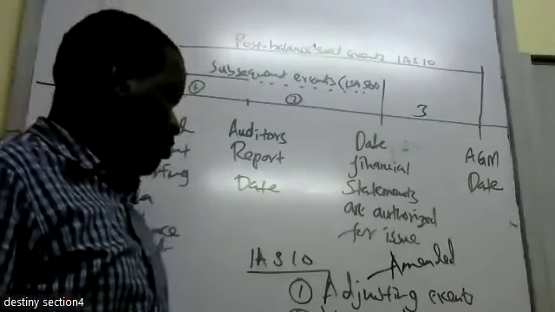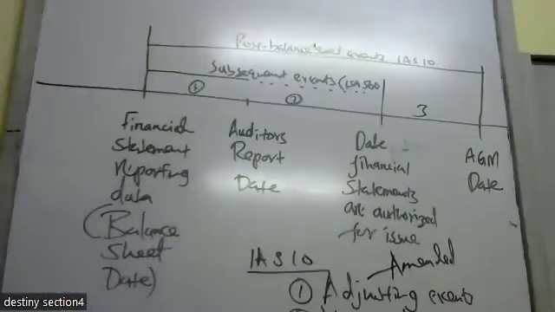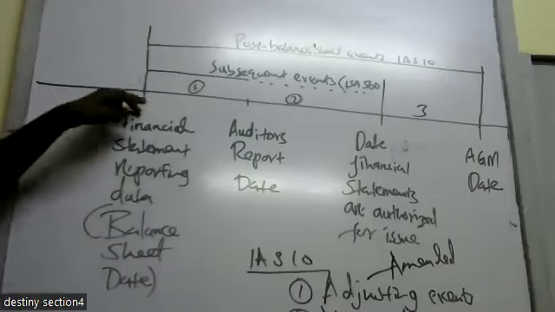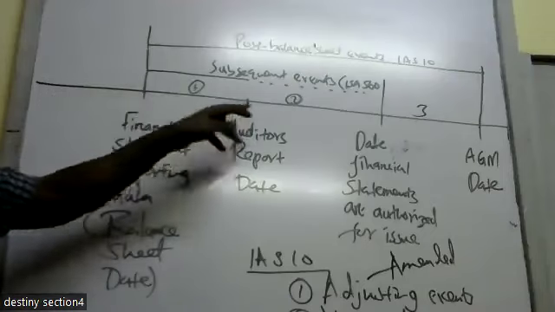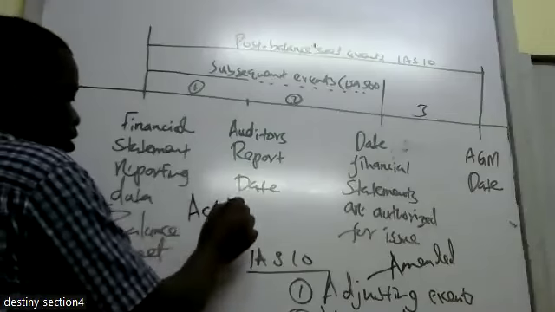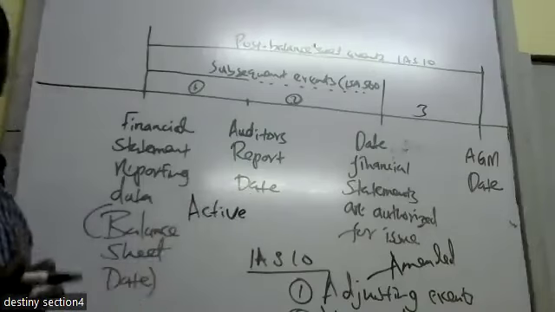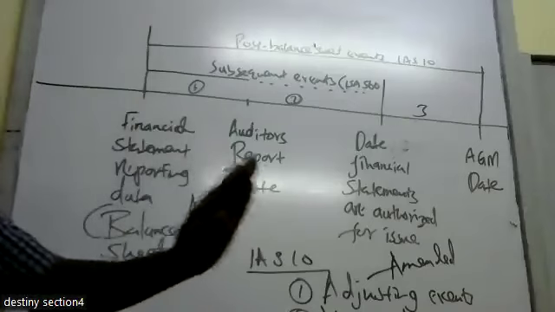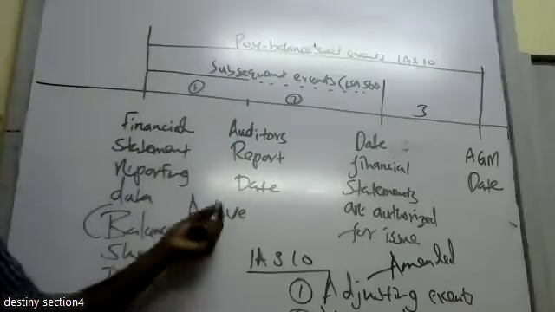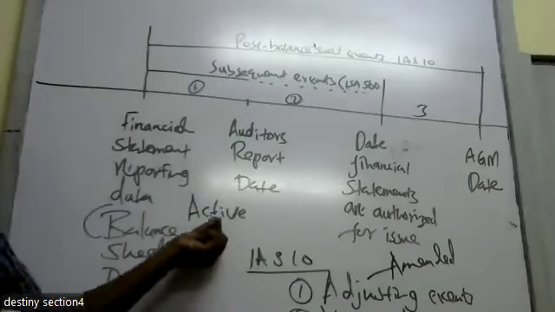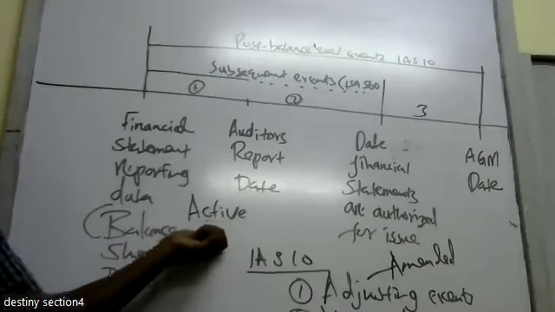So in terms of auditor's responsibility, in the period between the date the financial statements are reported and the date of the auditor's report, the auditor has what we call an active duty. The auditor has an active duty to perform audit procedures to identify any subsequent events. So the auditor must design his audit procedures in a manner that he can detect any subsequent events. As per ISA 560, the auditor has a responsibility of identifying subsequent events.